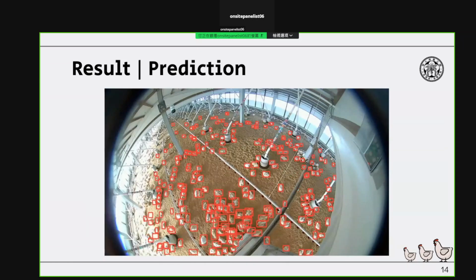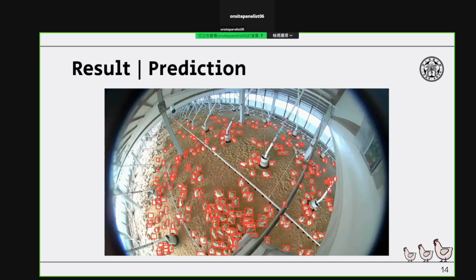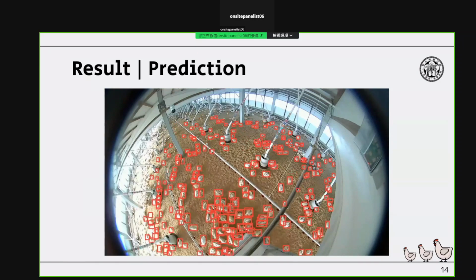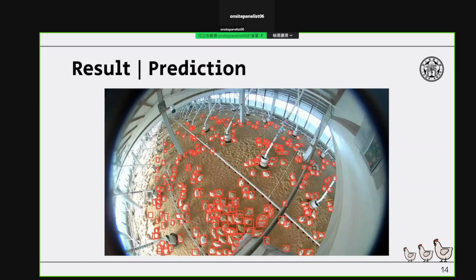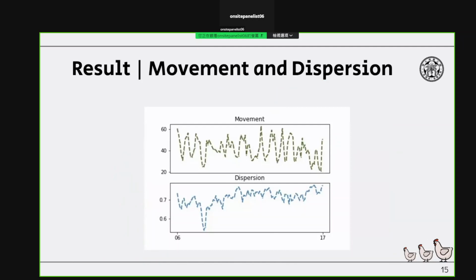This video was recorded on 24th September 2022. The red bounding boxes are the areas where the model predicts a chicken is there. And this is the plot that I made. I used all of the videos on that day and calculated the movement values and dispersion values and plotted this figure.